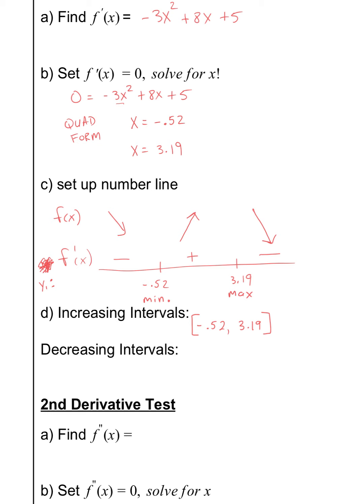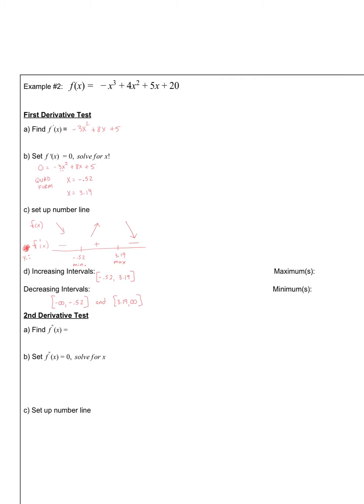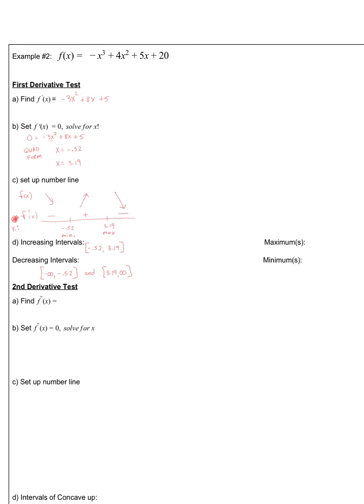I have two decreasing intervals. My left interval is from negative infinity to negative 0.52. It is decreasing up here, and then my interval over here is also decreasing. So I have two decreasing intervals, 3.19 to infinity. For my max and mins, my maximum is at 3.19, and my minimum is at negative 0.52.